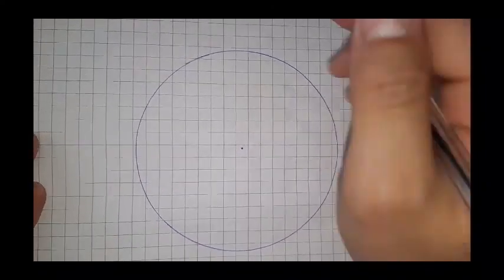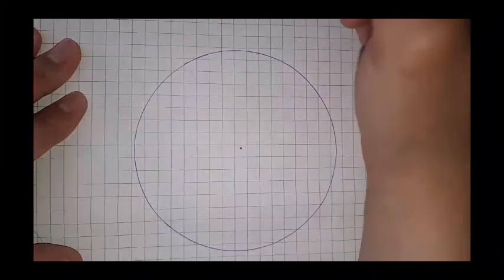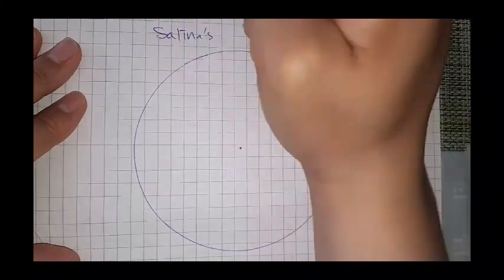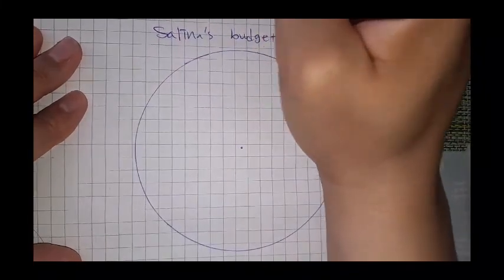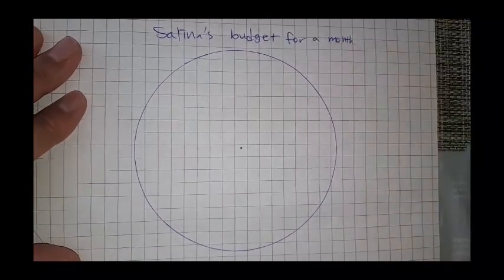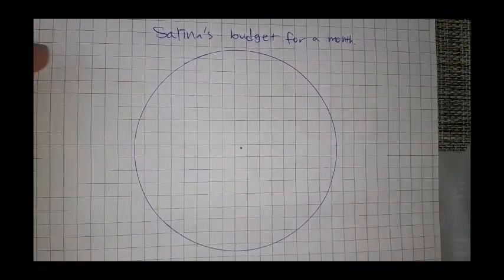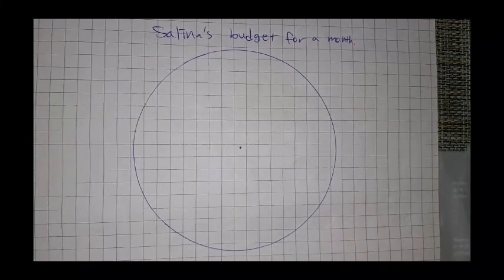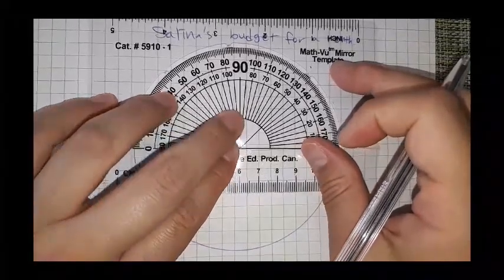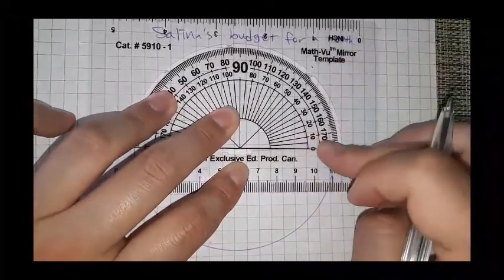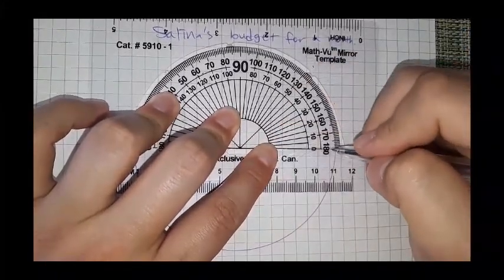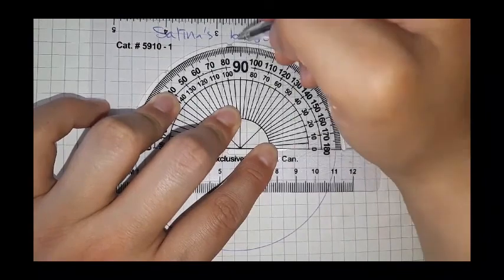Now, first of all, you need to have a title. So the title of that is Selena's budget for a month, something like that. And we should have each of the sectors ready. Now the first sector was rent. Rent was, and this is where you need to use your protractor. Put your center at the intersection point over here. We're starting with 0 all the way to 115.